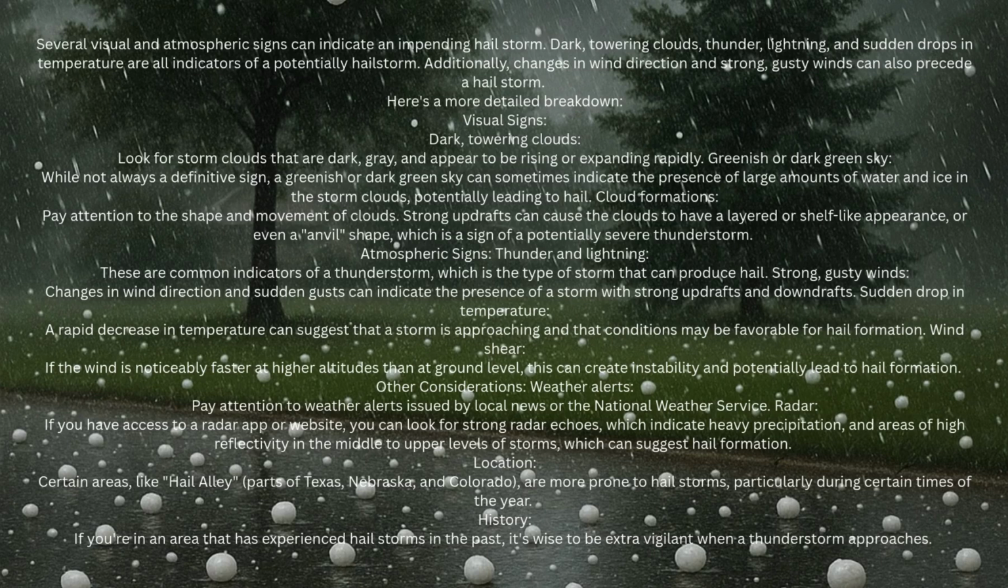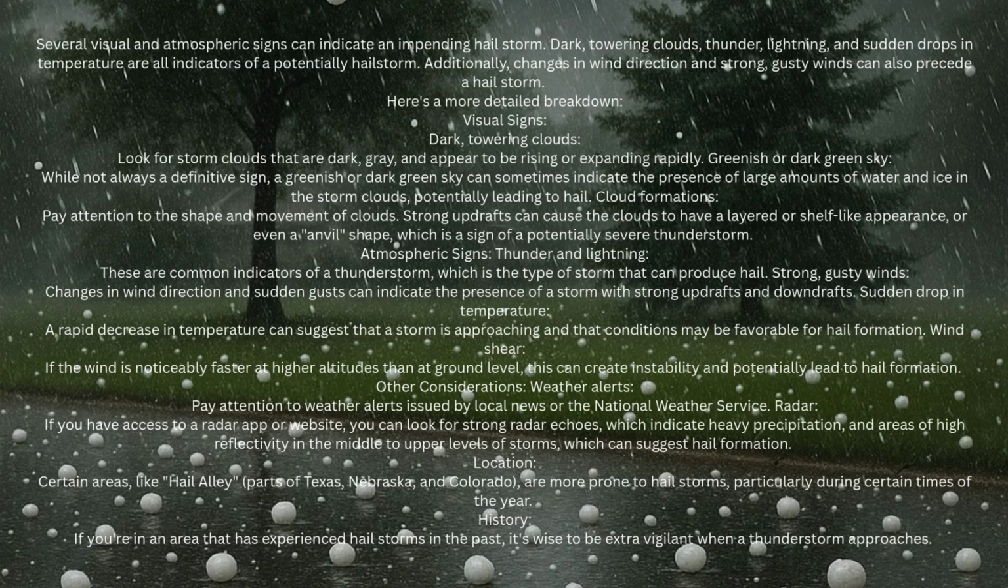Visual signs. Dark, towering clouds. Look for storm clouds that are dark, gray, and appear to be rising or expanding rapidly. Greenish or dark green sky. While not always a definitive sign, a greenish or dark green sky can sometimes indicate the presence of large amounts of water and ice in the storm clouds, potentially leading to hail.